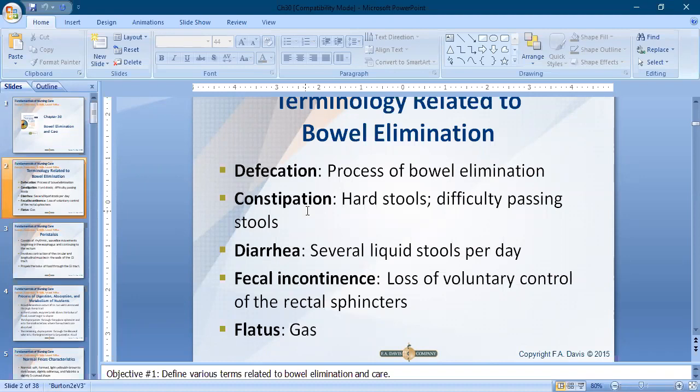So defecation means the process of bowel elimination, the stool being expelled from the body. Constipation: if your GI tract does not have good peristalsis, does not move well, then constipation develops, right? So definitely if a patient develops constipation, like hard stool and difficulty passing stool, you have to educate them on what to do.